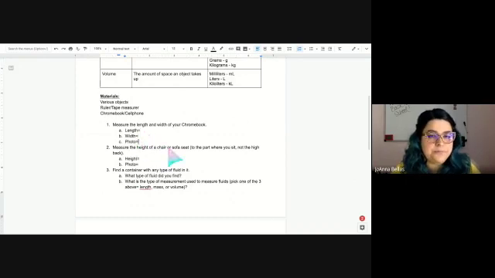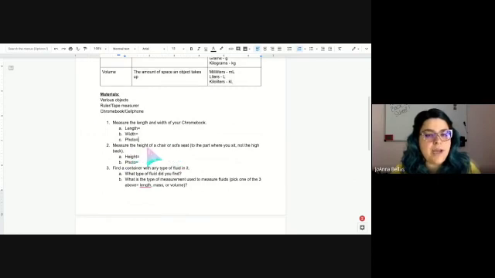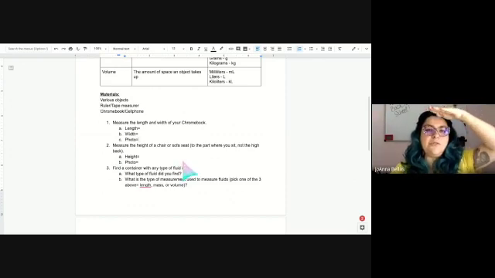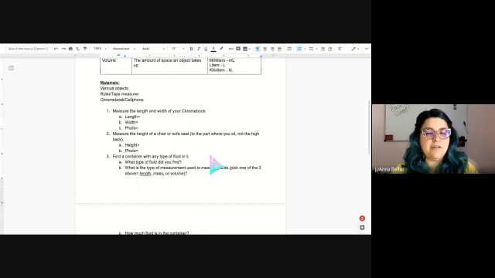Measure the height of a chair or sofa seat. And what I mean by the seat is the part where you sit, not the back of the chair. So I mean like where your butt sits, that's where you're measuring to. Don't measure to the top that supports your back. Measure to the part where you sit down, so where the seat is. And then you're going to put the measurement and then put the photo of the chair or the sofa.